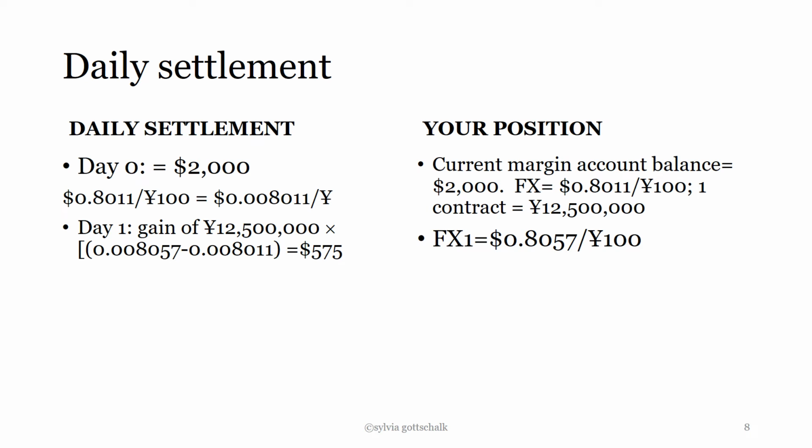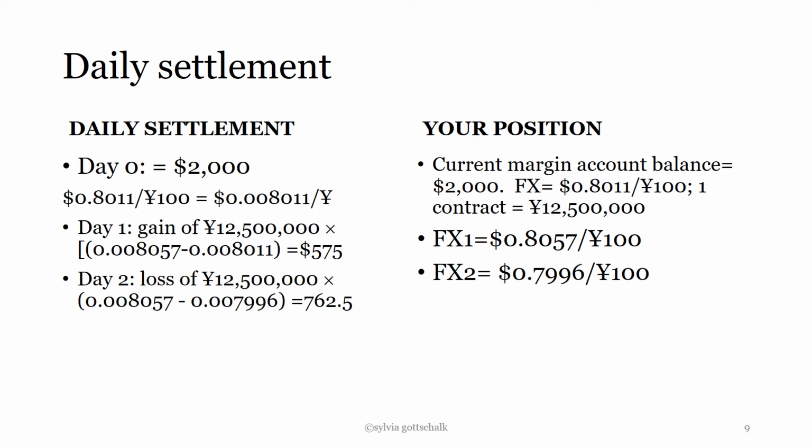Day 1, the exchange rate has gone up from 0.8011 to 0.8057 per 100 yen. Because it has gone up, you as a long trader are going to make a gain, and the amount of the gain is simply the size of the contract times the difference between the foreign exchange rates, which here we have to use the value per unit. So if you do these calculations, you get $575, which will be added to 2000.